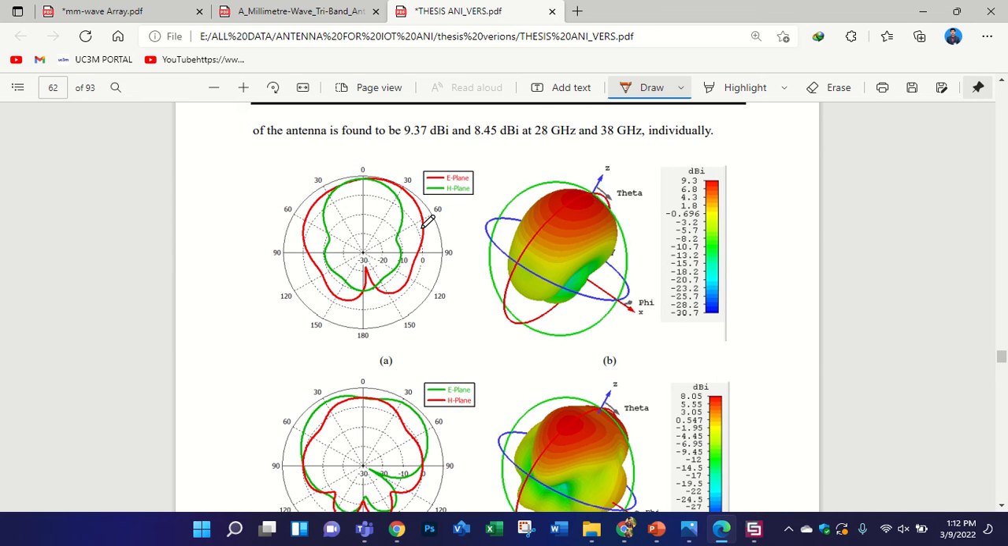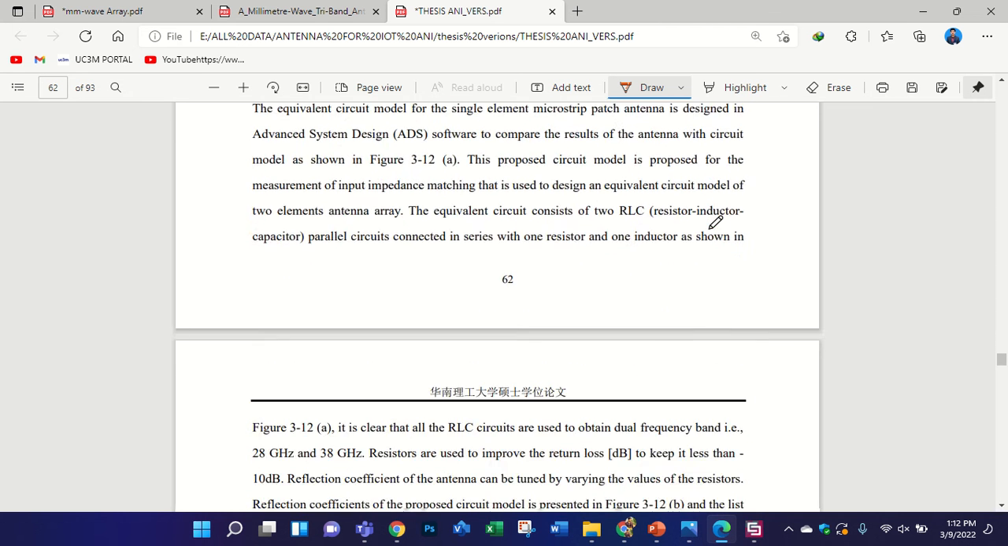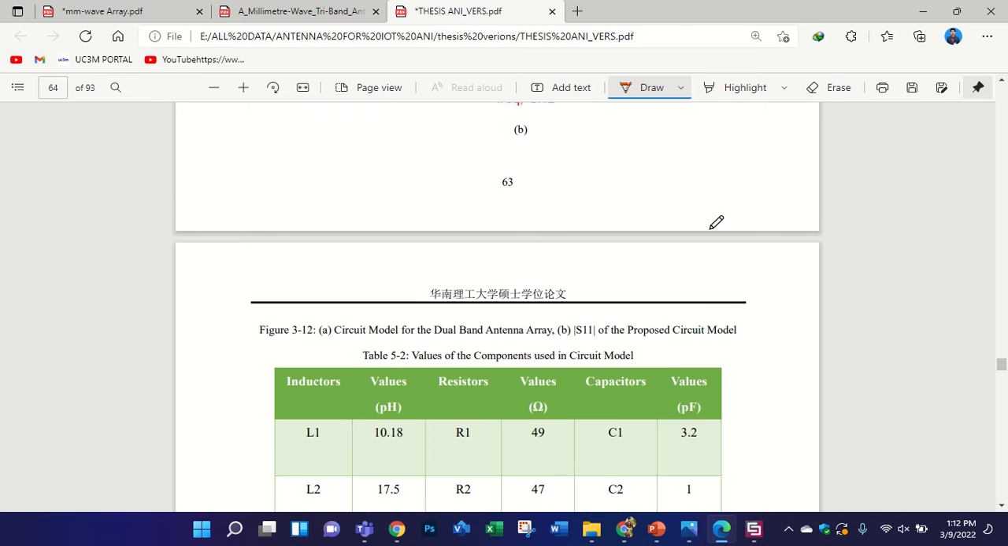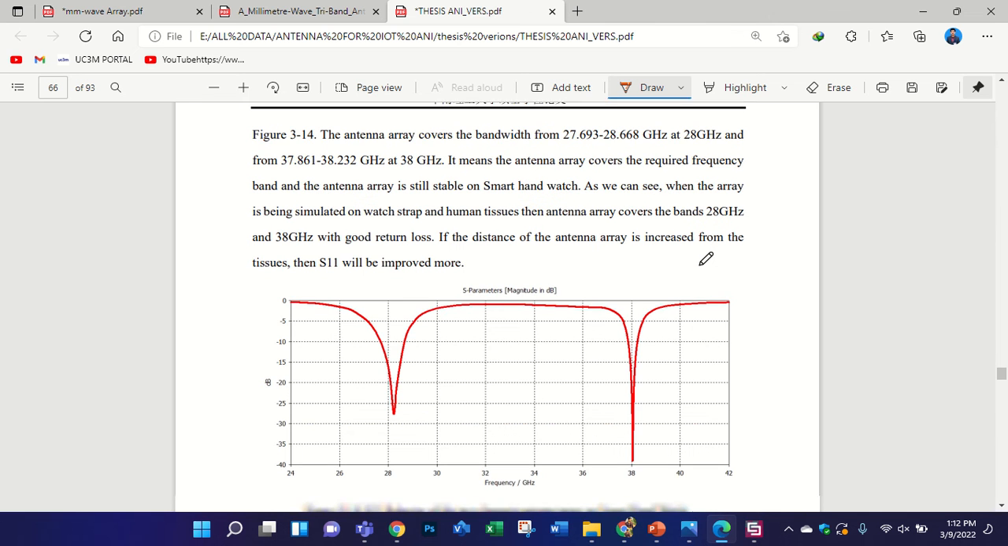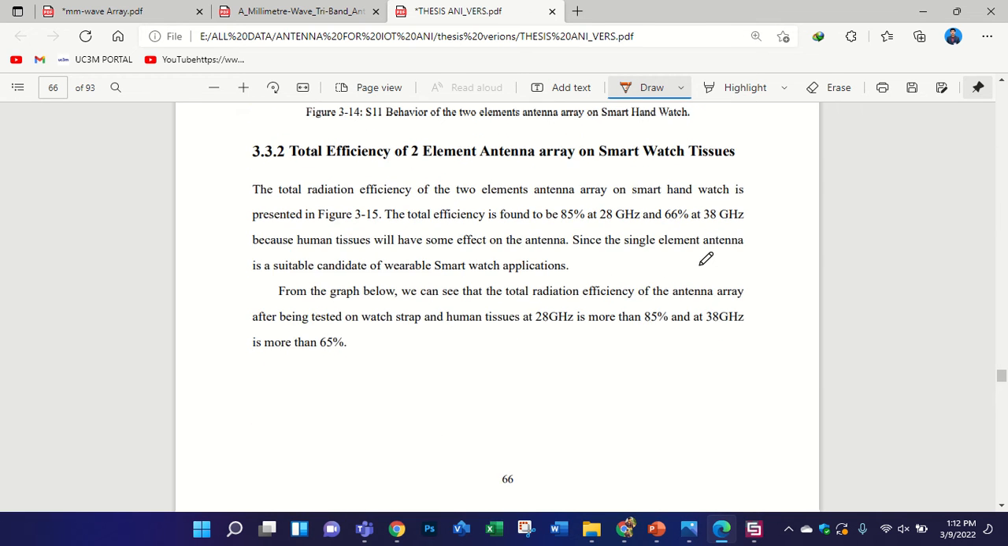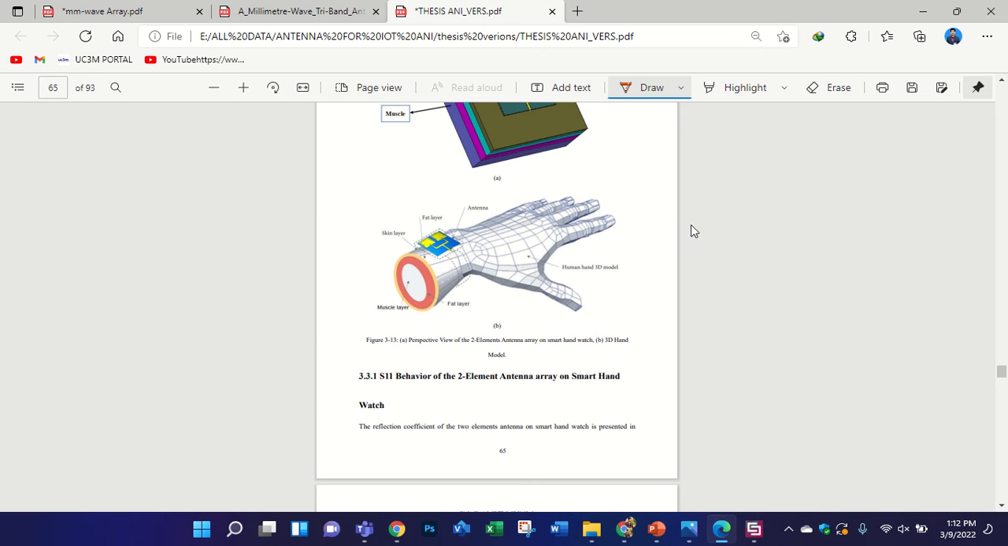And my gain, the gain of the antenna is increased from 5.6 dB to 9.3 dB. Actually this is the antenna array for smartwatch application. Millimeter wave antenna array for smartwatch application.